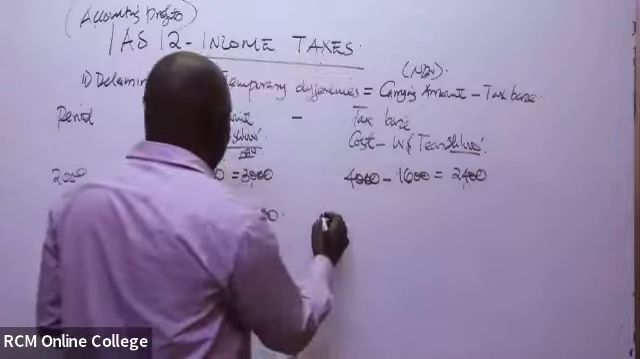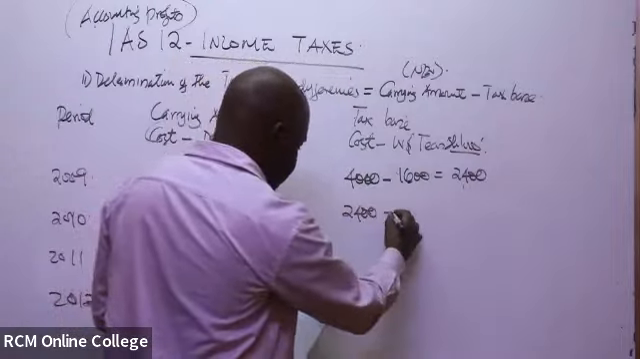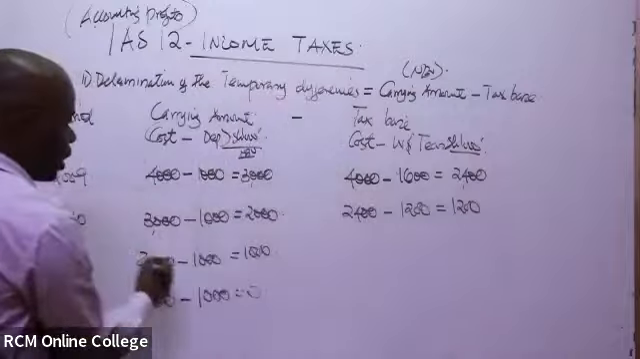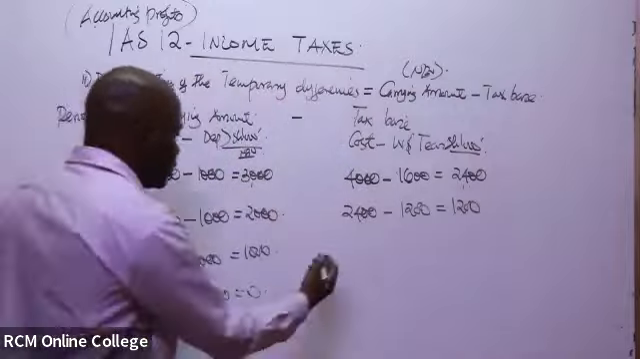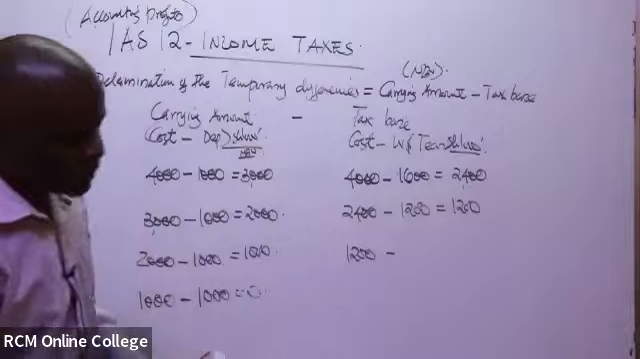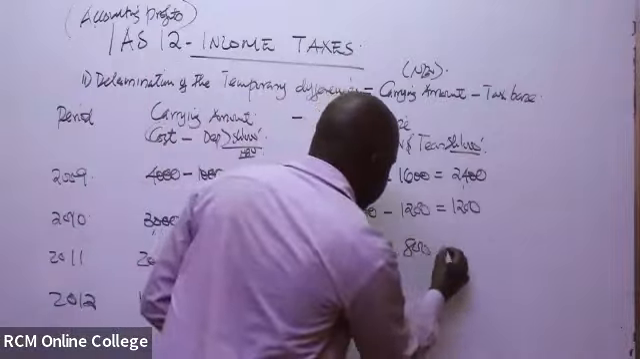So tulibaki na ngapi? It was 2,400,000. So wakafungua the coming year na 2,400,000, waka reduce na the next one I think it was 1,200. So they remained with 1,200. So 2011 wakafungua, iliendelea wear and tear ikiisha your equipment. Then the wear and tear, I think it was 800. So they remained with 400.